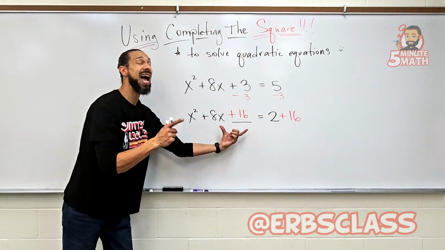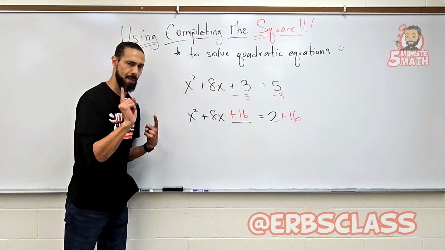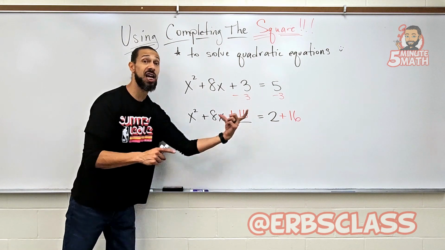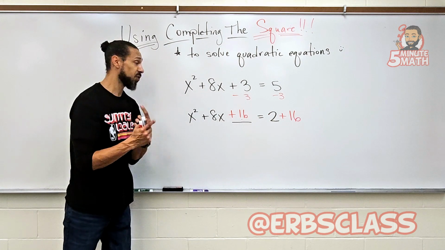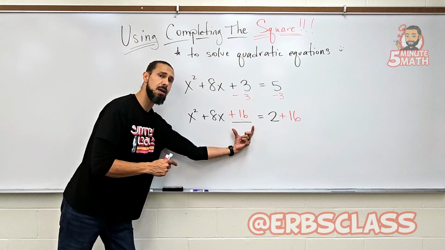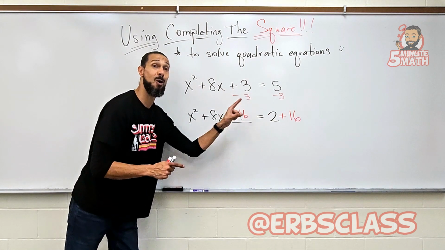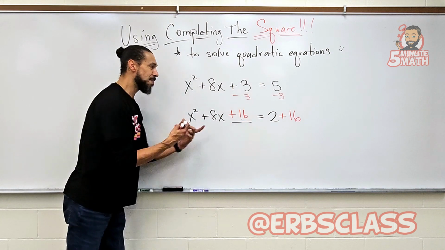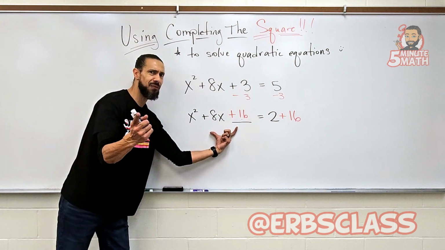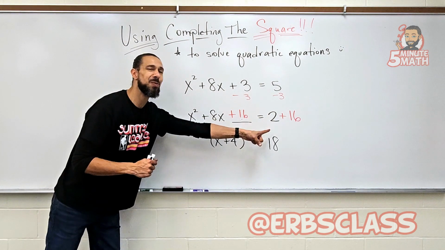Now notice I put 16 on both sides. Remember I said I can do anything I want as long as I do it to both sides of the equation. So if I need a 16 here, I can add a 16 here as long as I add a 16 over there also. So now this is the perfect square trinomial and I can factor it. And of course 2 plus 16 is 18.